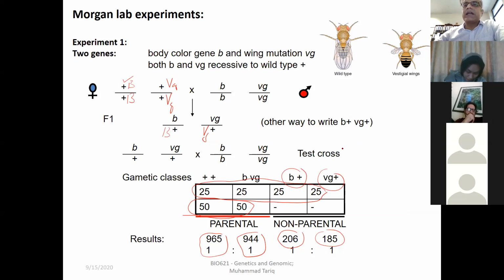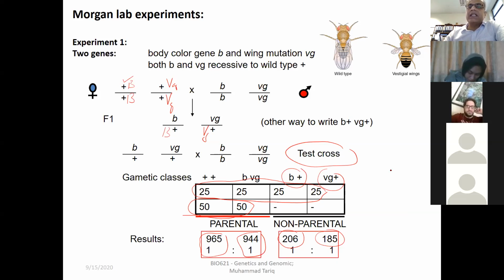This is the test cross they set up. Strativan set up the test cross. What Strativan did next was, he added up these numbers. He said, okay, I'm going to add all the parentals. But one thing is very important to note here. The ratio between parentals is 1:1, and the ratio between non-parentals is also 1:1. In two separate categories, parentals show 1:1 and non-parentals show 1:1.